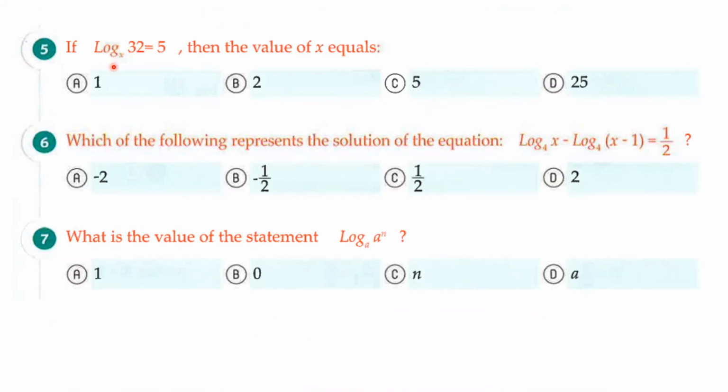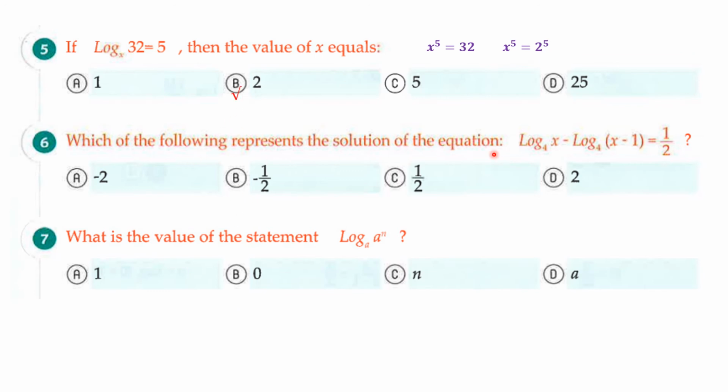If log base x of 32 equals 5, then the value of x equals what? Again, x to the power of 5 equals 32, changing it to exponential. 32 is very popular, it is 2 to the power of 5. So basically, what will be the base? If the powers are both 5, the bases have to be 2. So your answer is B.